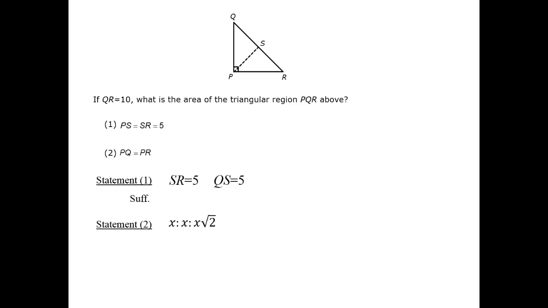So x root 2 equals 10, since we know the length of the hypotenuse. We'll be able to solve for x. It happens to be 5 root 2. That's the value of PR and PQ, which are another valid base height pair. So we can calculate the area, which again is 25. Statement 2 is sufficient, and the correct answer is D.